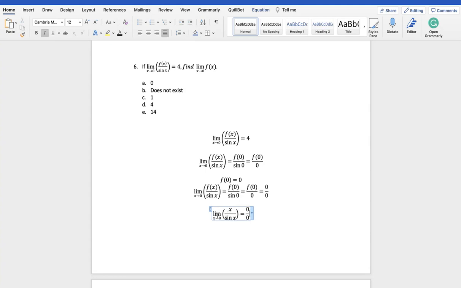Which is a case where you can apply L'Hopital's rule. When you apply L'Hopital's rule, you take the derivative of the numerator and the derivative of the denominator, right? So let's substitute that. The derivative of x is just 1, and the derivative of sine x is cos x. Which then means that when you substitute 0 into that, you'll have 1 over 1, which is equal to 1. So that's where that rule comes from.